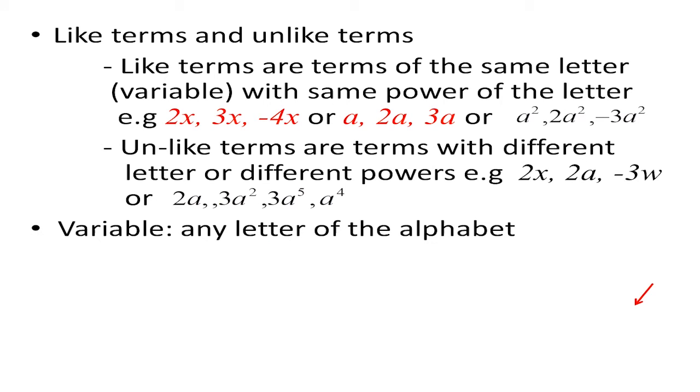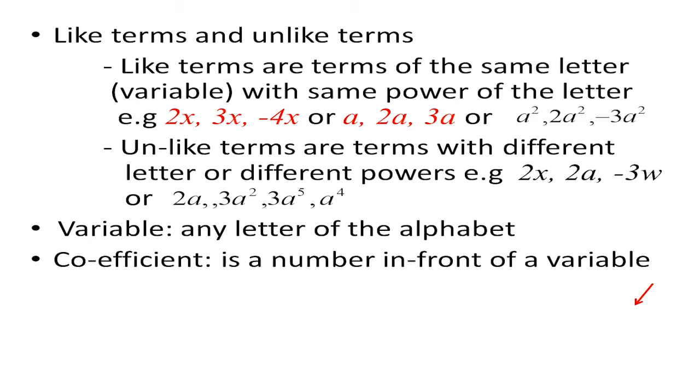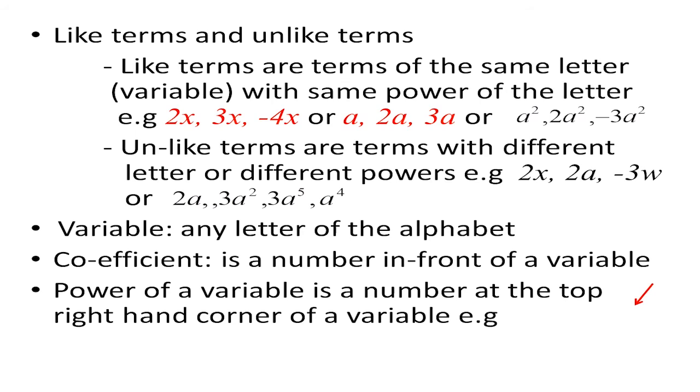A variable. A variable is any letter of the alphabet. Remember, as I said before, it represents numbers. And lastly, a coefficient. A coefficient is a number in front of a variable. The power of a variable is a number at the top right-hand corner of a variable. Example, 16a to the power of 6. So the power here is 6.